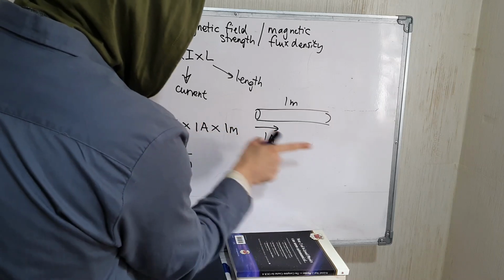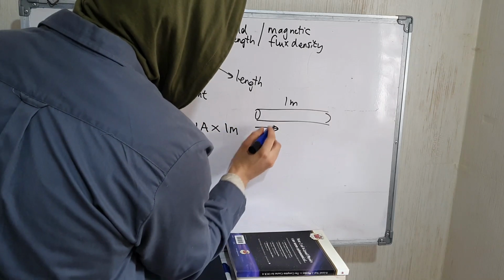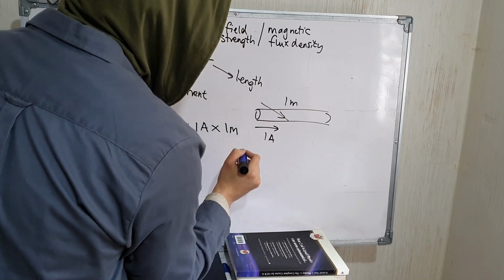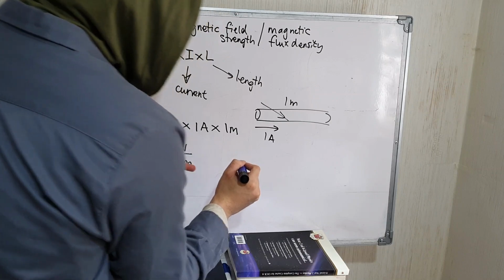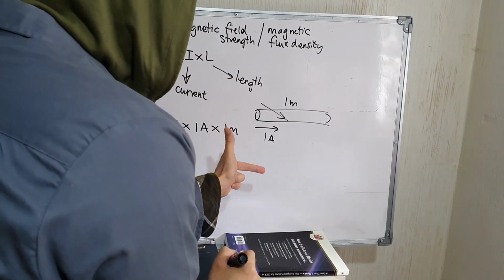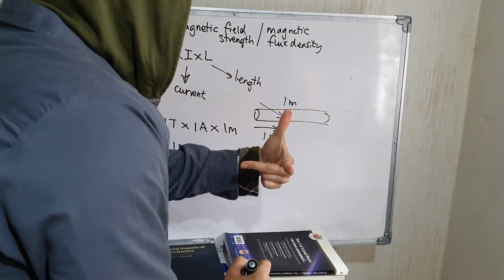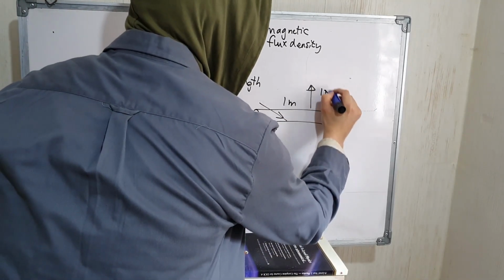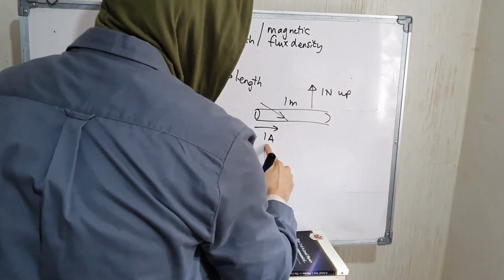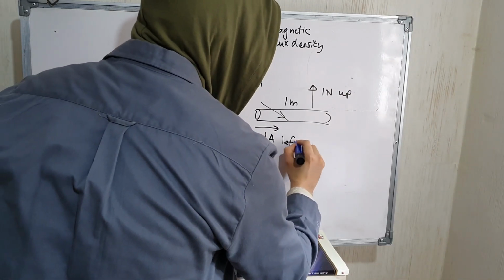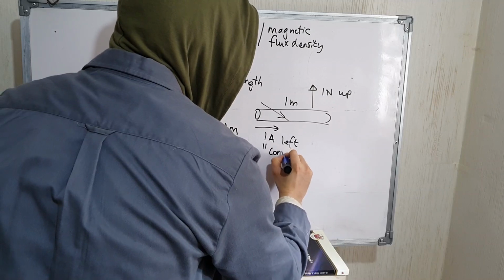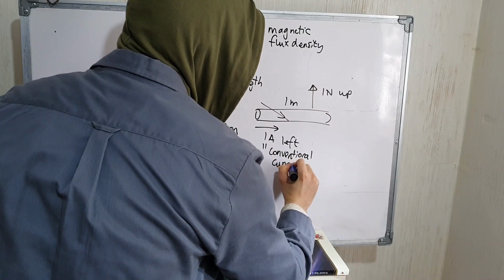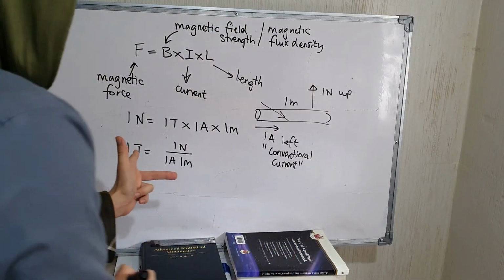So if the current is going this way, then supposing it is at right angle, let's just say the magnetic field is going that way. Assuming that this is the conventional current, the field is going this way, so it would go up. So that would experience 1 Newton up. So this is 1 amp to the left, and this is conventional current.